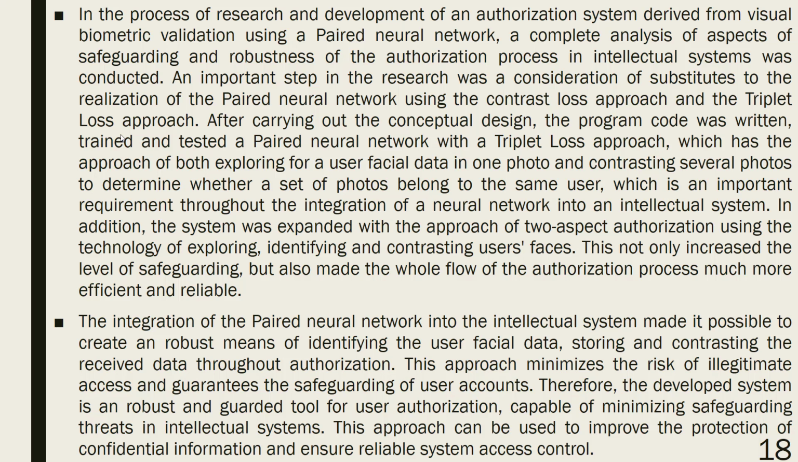The integration of the Siamese neural network into the intellectual system made it possible to create a robust means of identifying the user facial data, storing and contrasting the received data throughout authorization. This approach minimizes the risk of illegitimate access and guarantees the safeguarding of user accounts. Therefore, the developed system is a robust and guarded tool for user authorization, capable of minimizing security threats in the intellectual system. This approach can be used to improve the protection of confidential information and ensure reliable system access control.